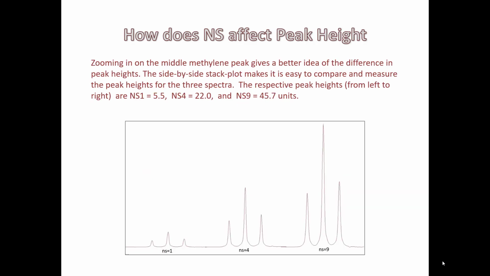If we zoom in on the methylene peak in the middle there and stack plot it side by side, it's a little bit easier to compare and see what the difference is in these spectra. Here, with the number of scans 1, we get a peak height of 5.5, 4 scans, peak height of 22, and 9 scans, a peak height of 45.7.